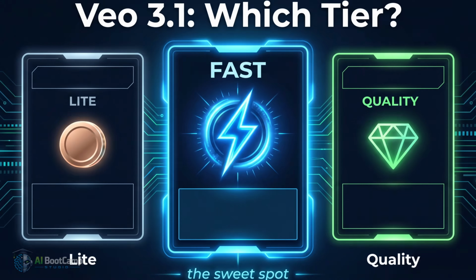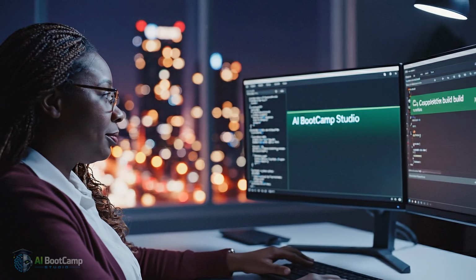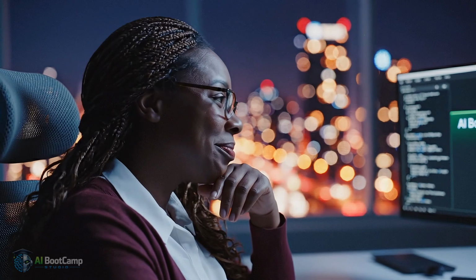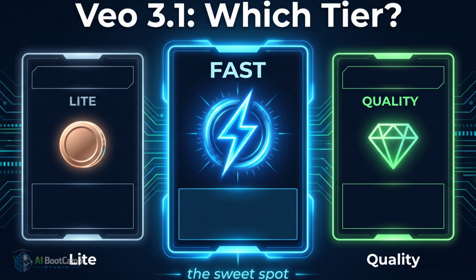Veo 3.1 Fast is the sweet spot for most production work. The quality difference between fast and quality is somewhere between 1 and 8%. On social media, you will not see it. It generates in 90 to 120 seconds for B-roll, avatar motion, shorts content, background loops. Fast is your workhorse. This is the tier I use for the majority of what I generate.